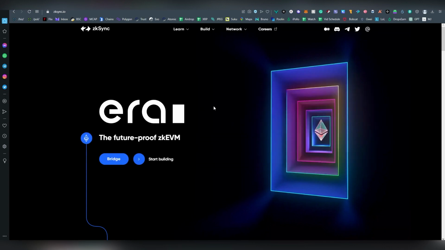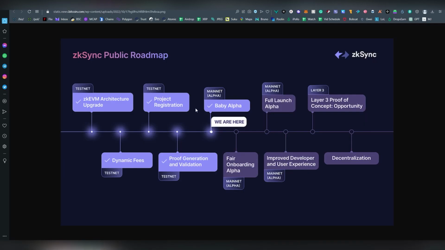So currently we are in the baby alpha phase, so there have been a couple of different milestones reached in terms of ZkSync. There has been testnet, obviously. The mainnet has been around for quite some time now. So this is quite an old project, and finally they are now in the baby alpha where they have launched their own chain.